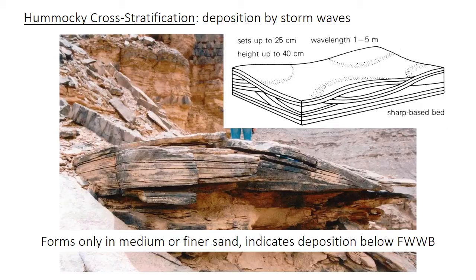HCS appears as these large, broad domes or hummocks. They can be up to a couple meters across, but they're typically maybe 1 to 2 meters across, and they're a few tens of centimeters high. Inside them, they have gently curved laminations, which are convex up in the hummocks. There are also concave up laminations called swales that are between the hummocks.